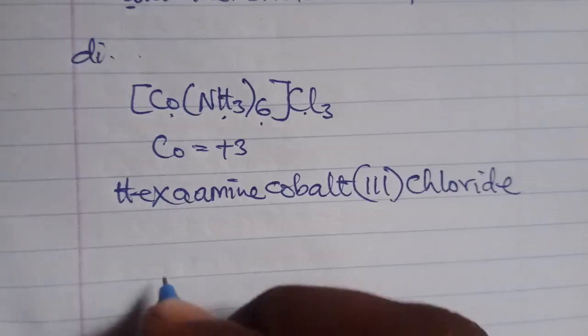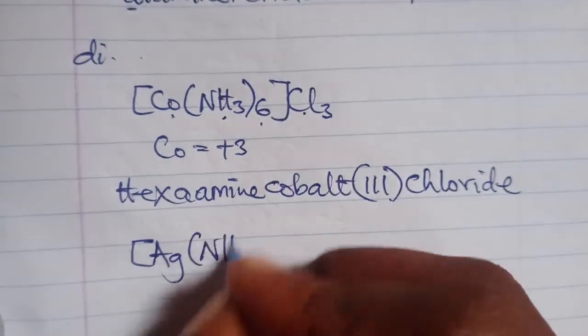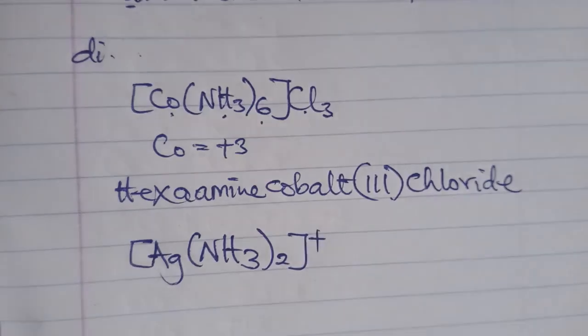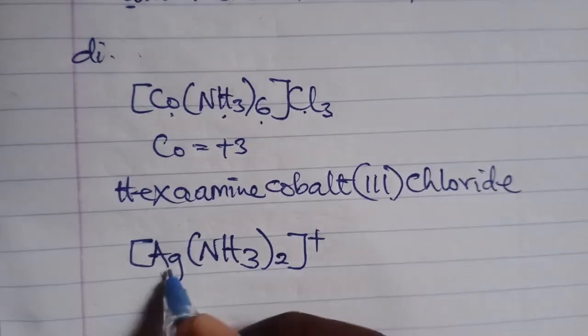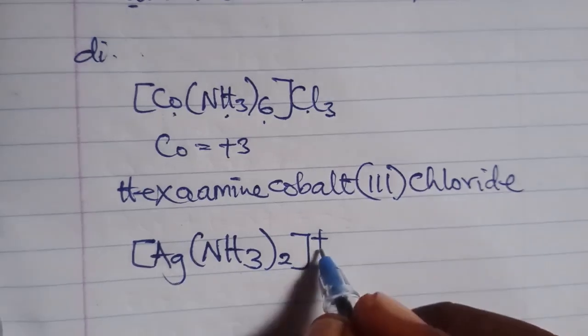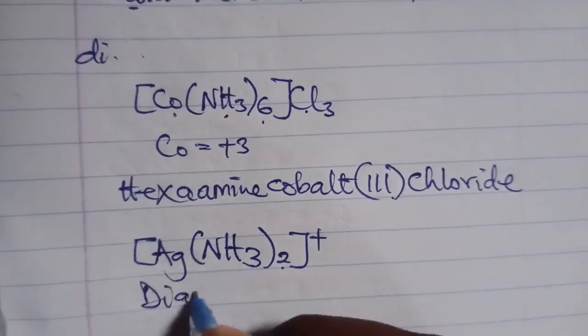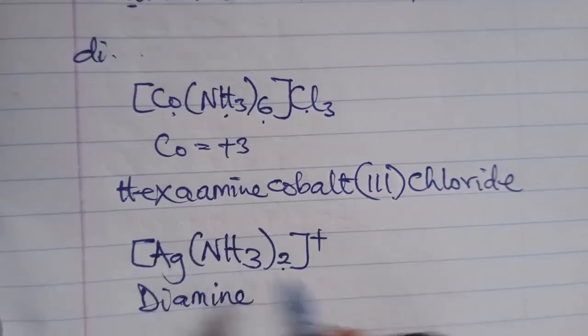Let's look at this, for example. Feel free to pause the video and try this for yourself. Okay, since this is neutral, it means that silver is +1. So if silver is +1, we can say diamine silver 1 ion.